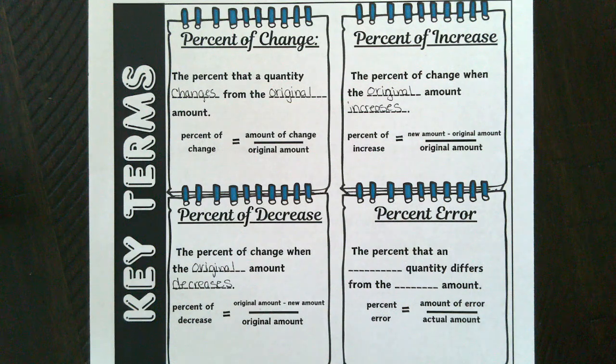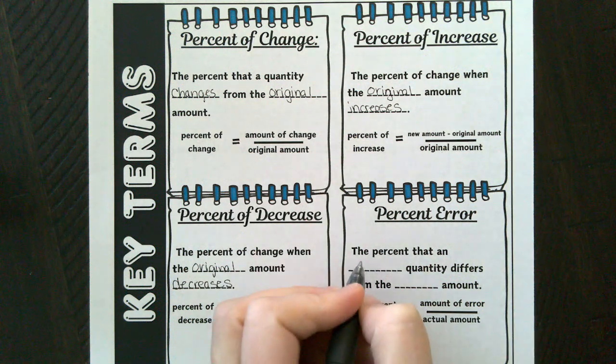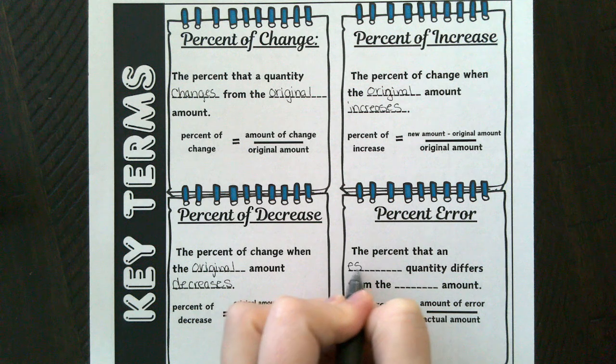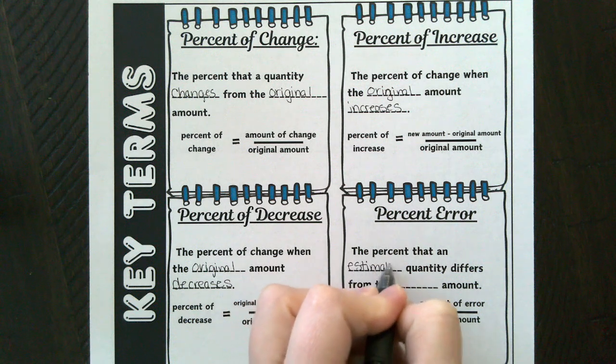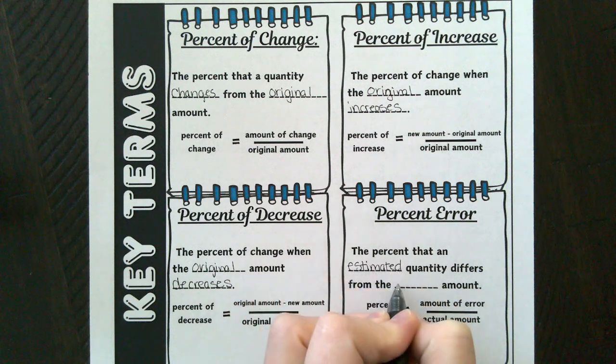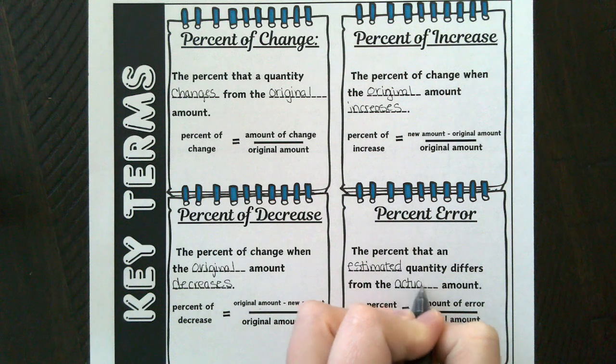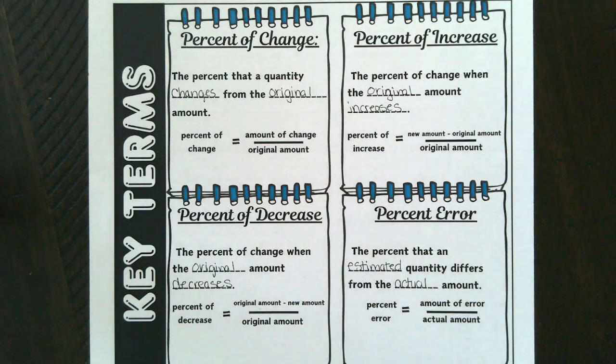Now, percent error means the percent that an estimated quantity differs from the actual amount. So what that means is, say you buy an 8-ounce can of lemonade. It says it's 8 ounces, and you decide to go home and pour it out and measure how much is actually in it. And when you do that, there's actually only 7 ounces.